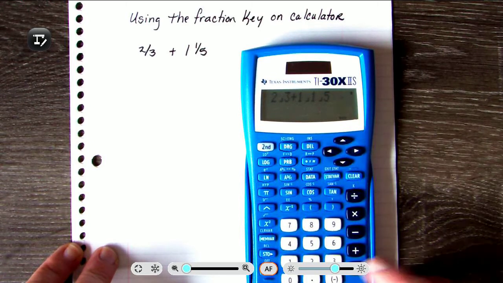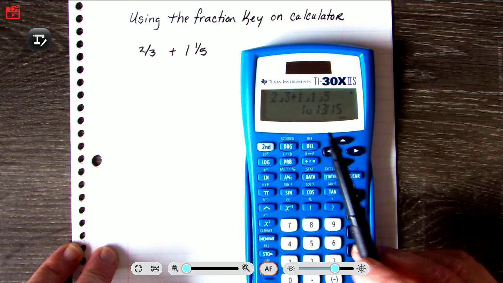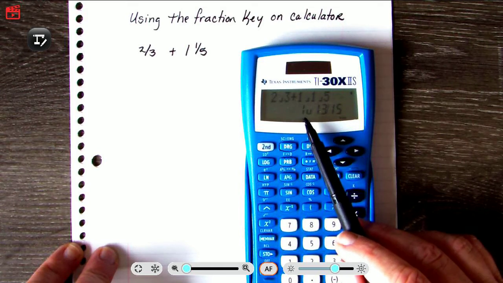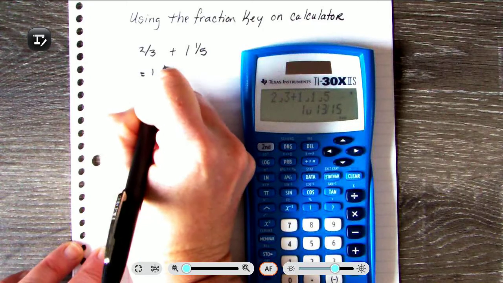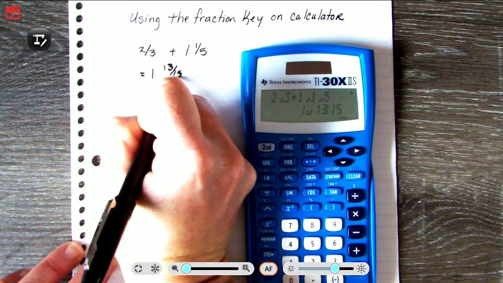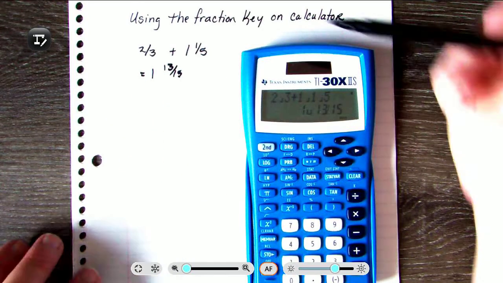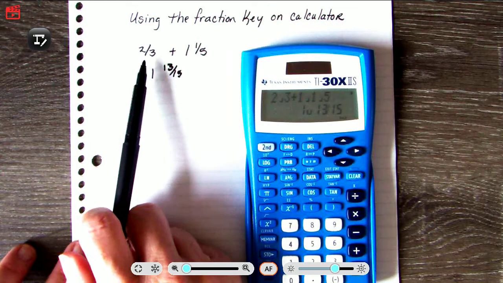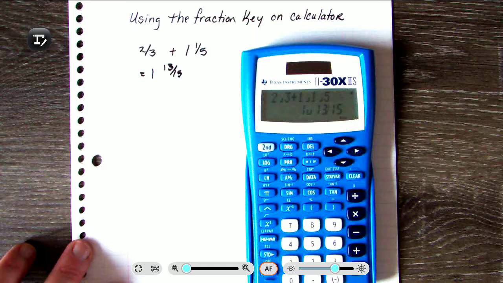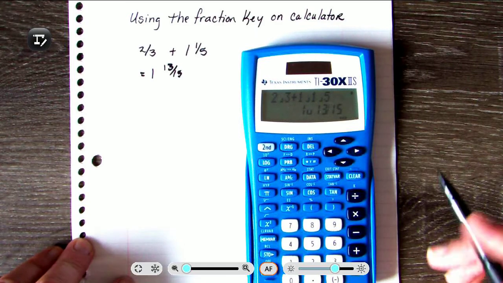I'm going to hit my equal button. And now my answer is 1 and 13/15. So there it is in fraction form, which is a lot easier than doing this longhand, although you could get your common denominators, adjust your numerators, and then add them.